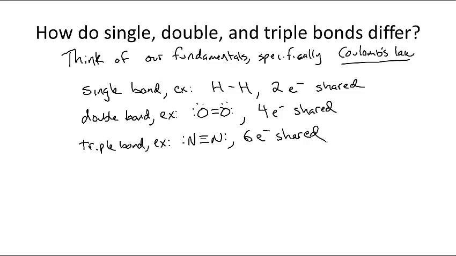So we're sharing more electrons each time. And so that increase in the sharing of electrons is going to inform the characteristics of bonds that you're going to need to know about in terms of single, double, and triple. All right, we can turn the page.